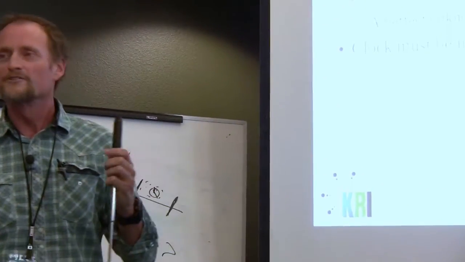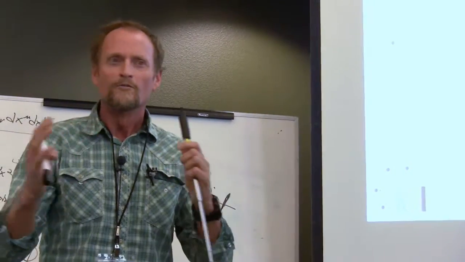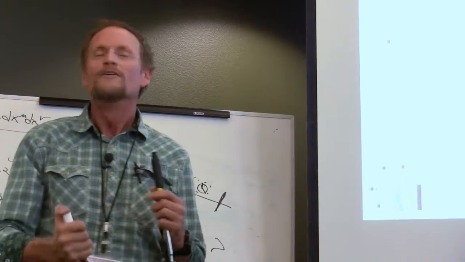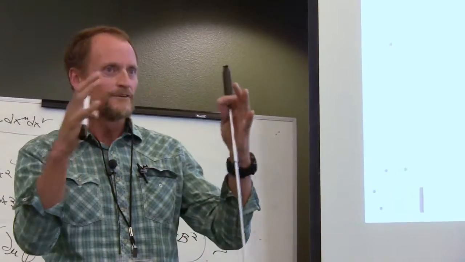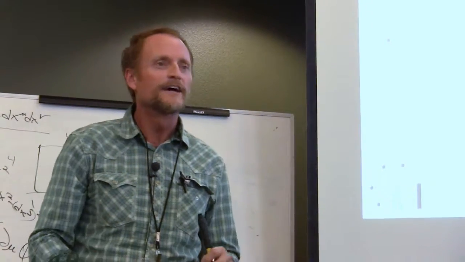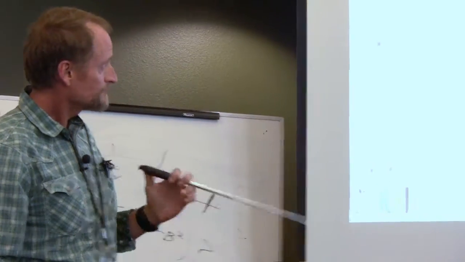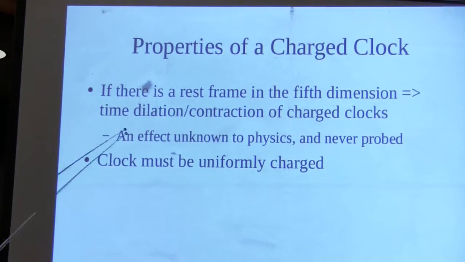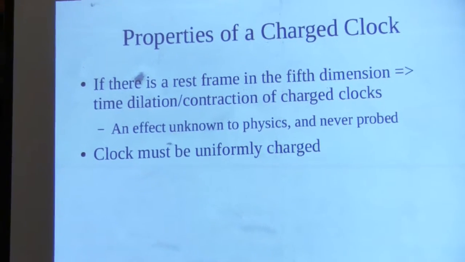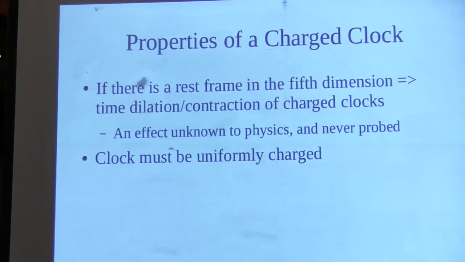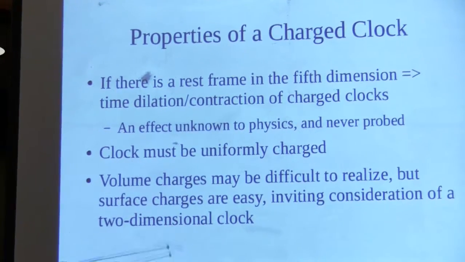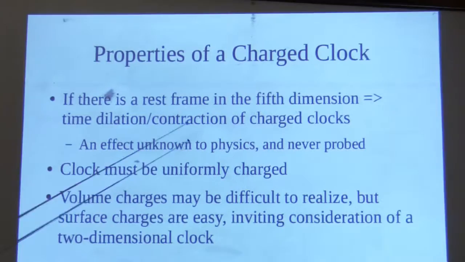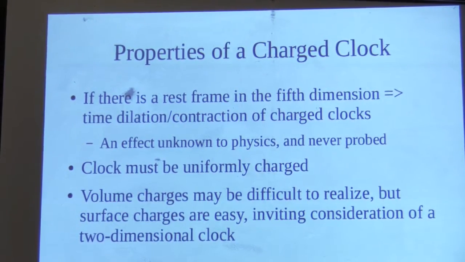And of course, we know charge is point particles. So what is the smearing? Is it only for the point? Or is there some averaging effect to the time dilation? Anyway, it has to be uniformly charged. That's the trick. How do you come up with a uniformly charged clock? Next slide. I think volume charges would be difficult to realize, but surface charges are easy.